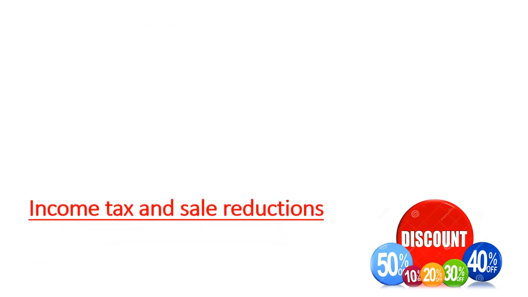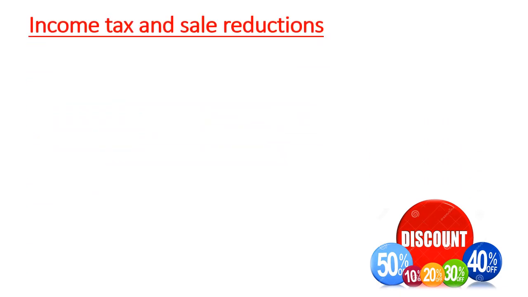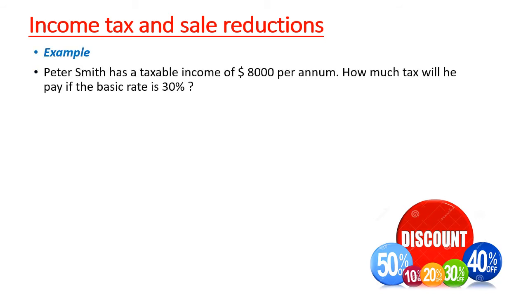Our next subtopic is income tax and sale reduction. You can check this example for this part also. First one, Peter Smith has a taxable income of $8,000 per annum. How much tax will he pay if the basic rate is 30%?